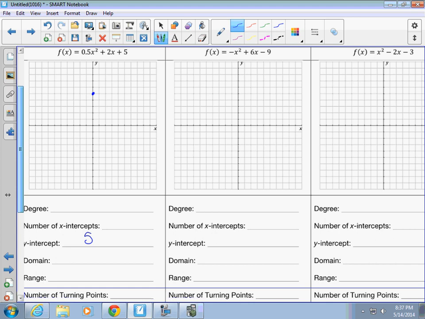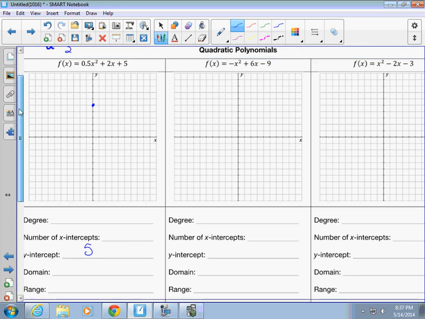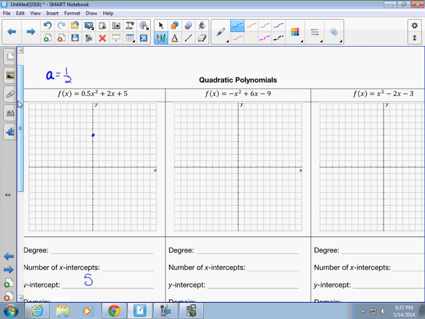So we know from quadratics from grade 11, and if you were in pre-calc last year, or last semester, when you have a quadratic function, you look at your a value. So my a value for this one is positive, and it's 0.5 or a half. So I know my graph is going to be going up because that a is positive.